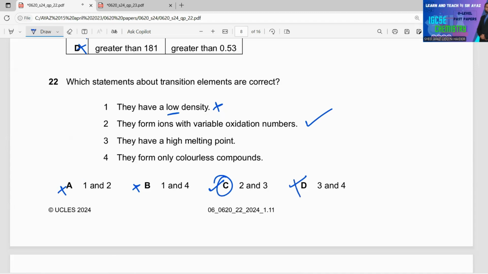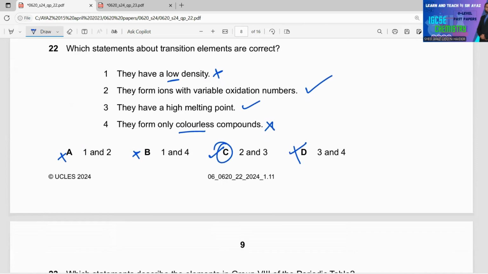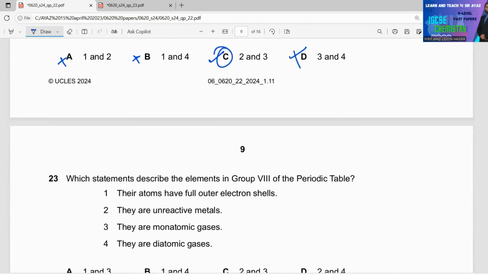For your convenience, I am reading the other statements. They have a high melting point. This is correct. Third statement, 4, they form only colorless compounds. This is incorrect. They form colored compounds. So C is the right answer for MCQ number 22.